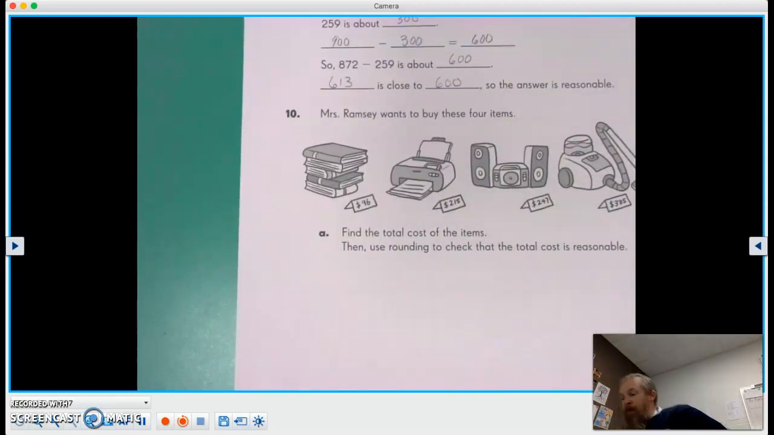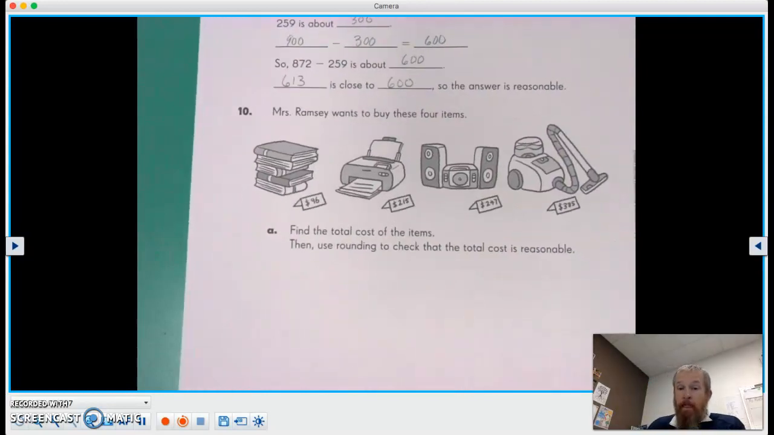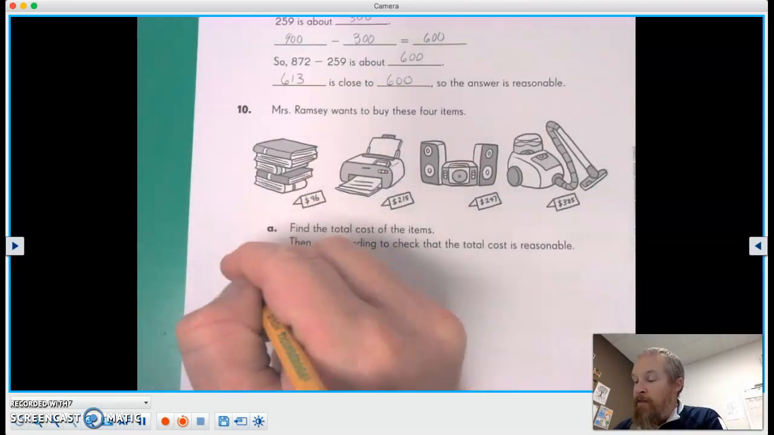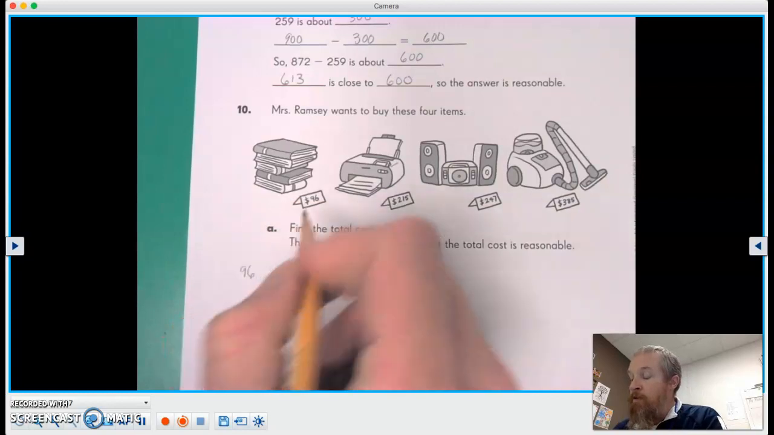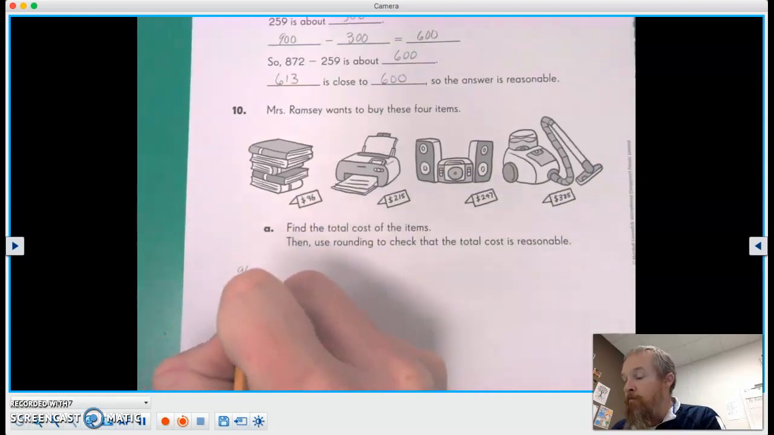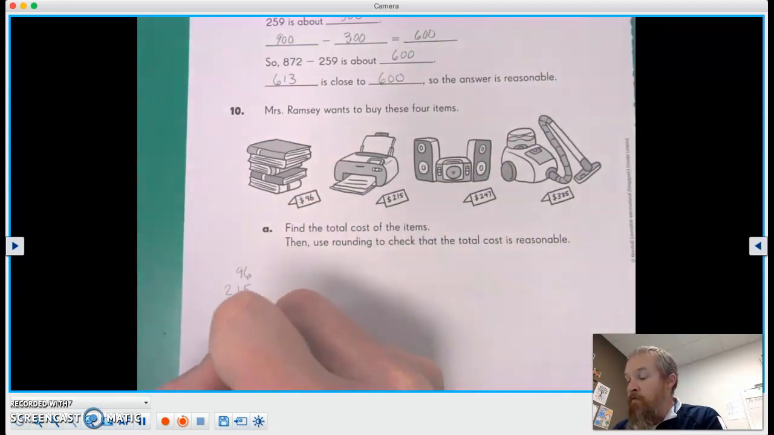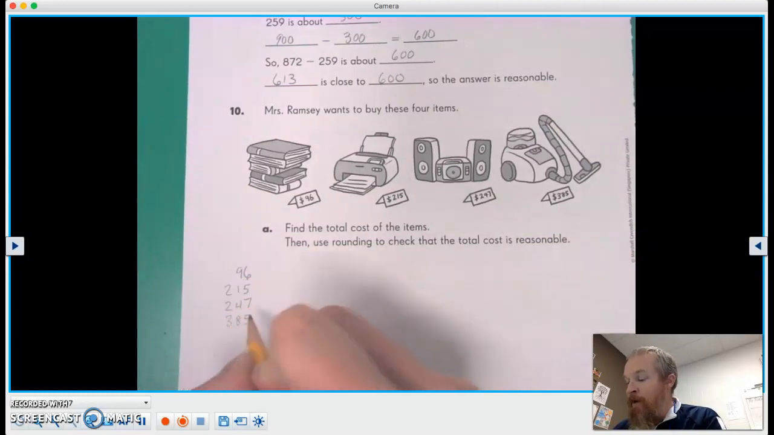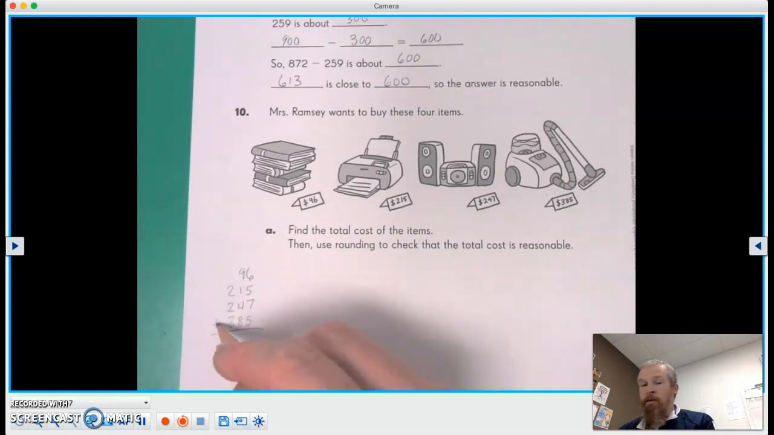Mrs. Ramsey wants to buy these 4 items. Okay, find the total cost of the items. All right, well, let's do that. 96 plus 215 plus 247 plus 385. All right, here we go.